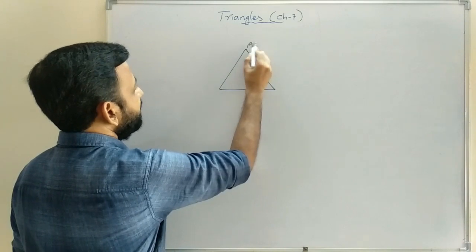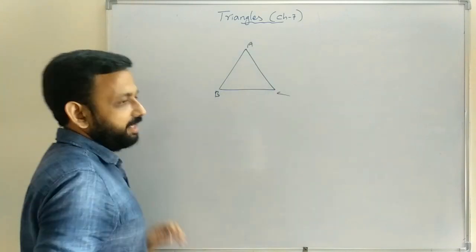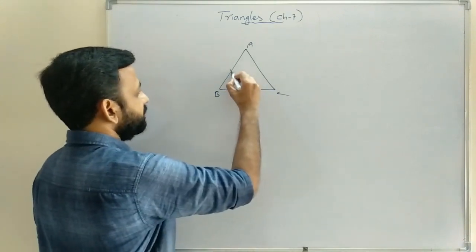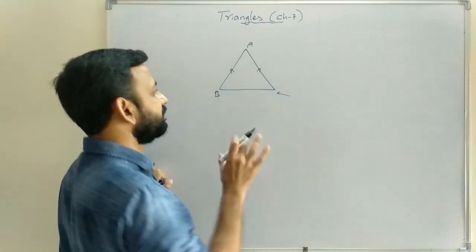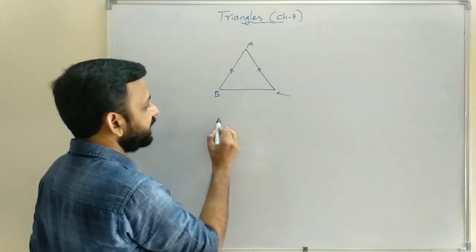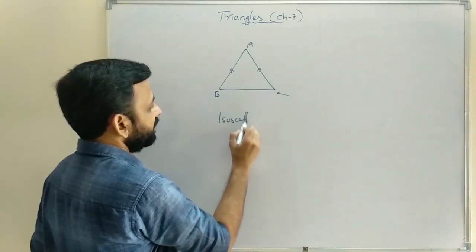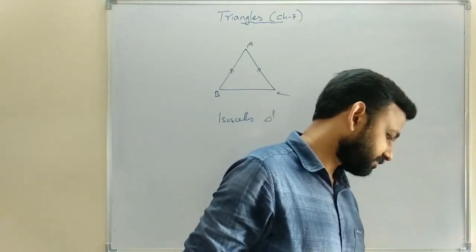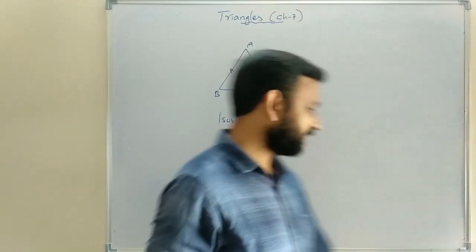Triangle ABC. If two sides of a triangle are equal, suppose AB and AC are equal, two sides of triangle ABC are equal, then we can say that it is an isosceles triangle. Two sides are equal, then it is an isosceles triangle.